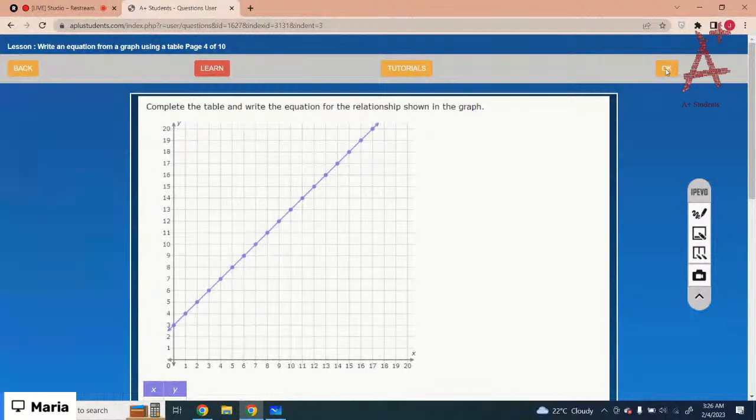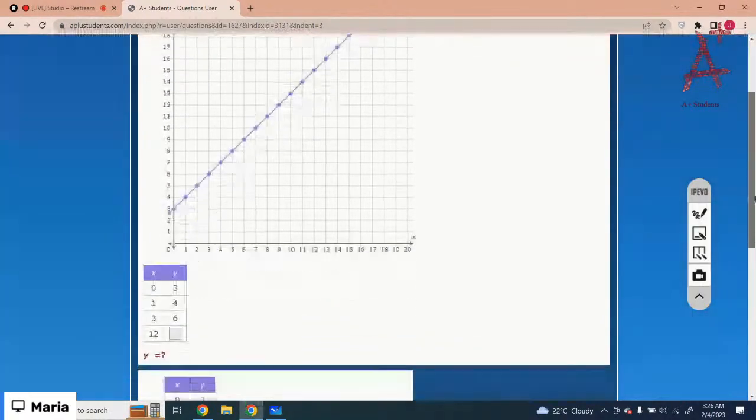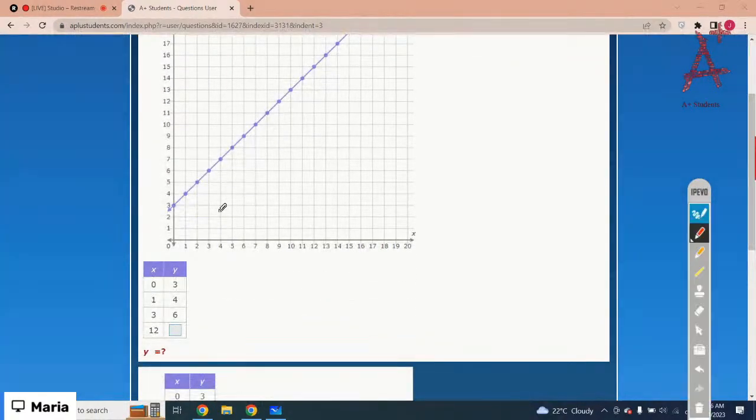Okay, the next one is complete a table and write the equation for the relationship shown in the graph. Okay, when x is 12, you have to find out the value of y. Here it is x is 12. Just match x equals 12 to the y-axis. So that means when x equals 12, y equals 15. Got it? Okay, now just look at the relationship between these values.